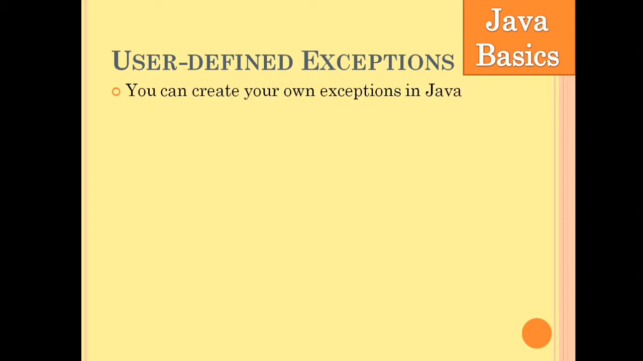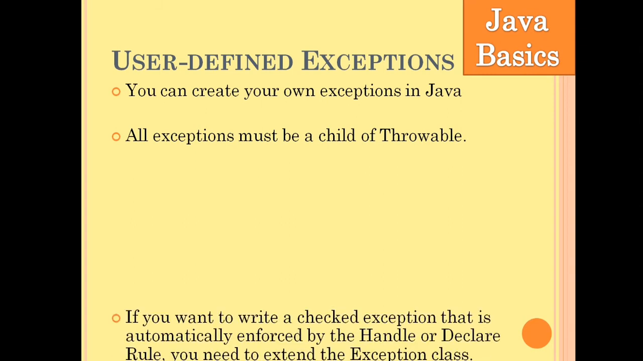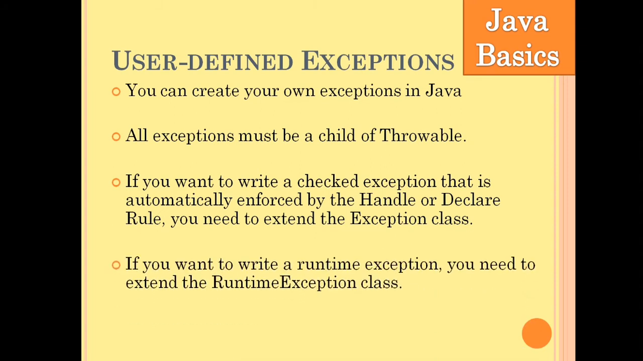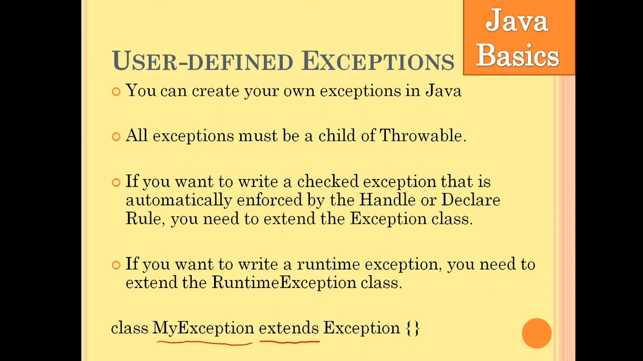Let's see how we define our exceptions. So you can create your own exceptions in Java. All exceptions must be a child of Throwable. If you want to write a checked exception that is automatically enforced by the handle or declare rule, you need to extend the Exception class. If you want to write a runtime exception, you need to extend the RuntimeException class. So the way we create user defined exceptions is: we define a class, and the class name can be any name for the exception you want to be triggered. Then you say extends. So this means I'm going to extend from the Exception class, right? Exception will be the parent class, so any properties and methods defined within the Exception class will automatically come into my exception class.